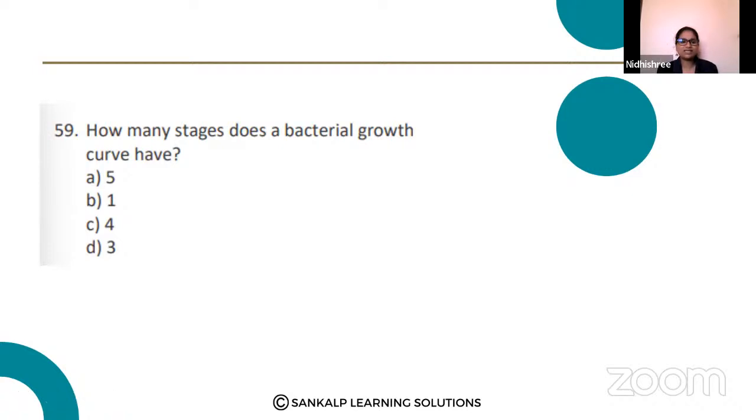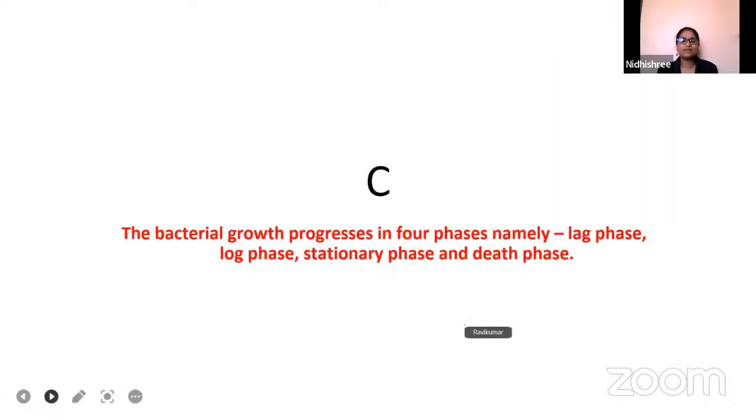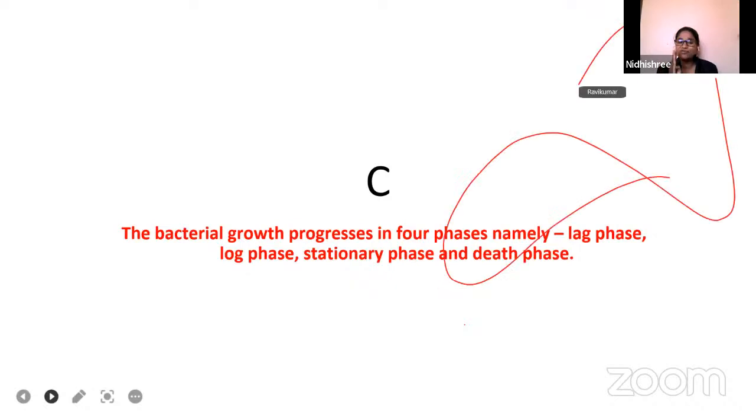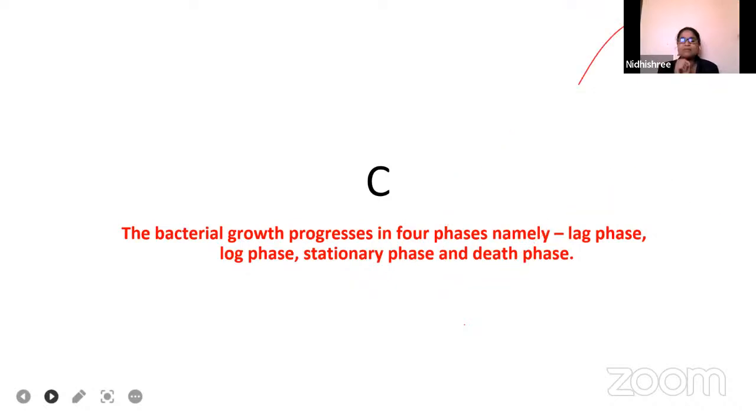So let us see what the answer is. Option C, that is 4. The number of stages is 4. So here the number of phases is 4 and the names of the phases are lag phase, log phase, stationary phase, death phase. Lag, log, stationary, death phase. 4 phases are there.